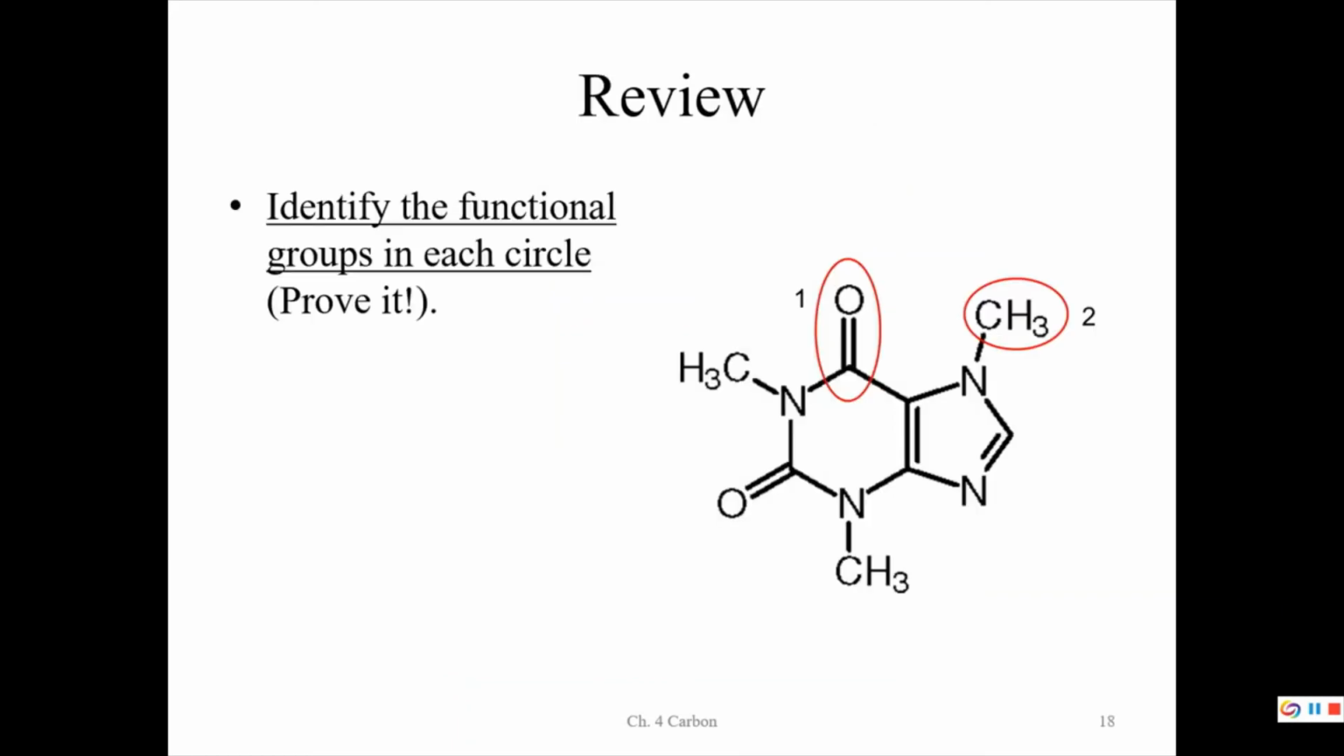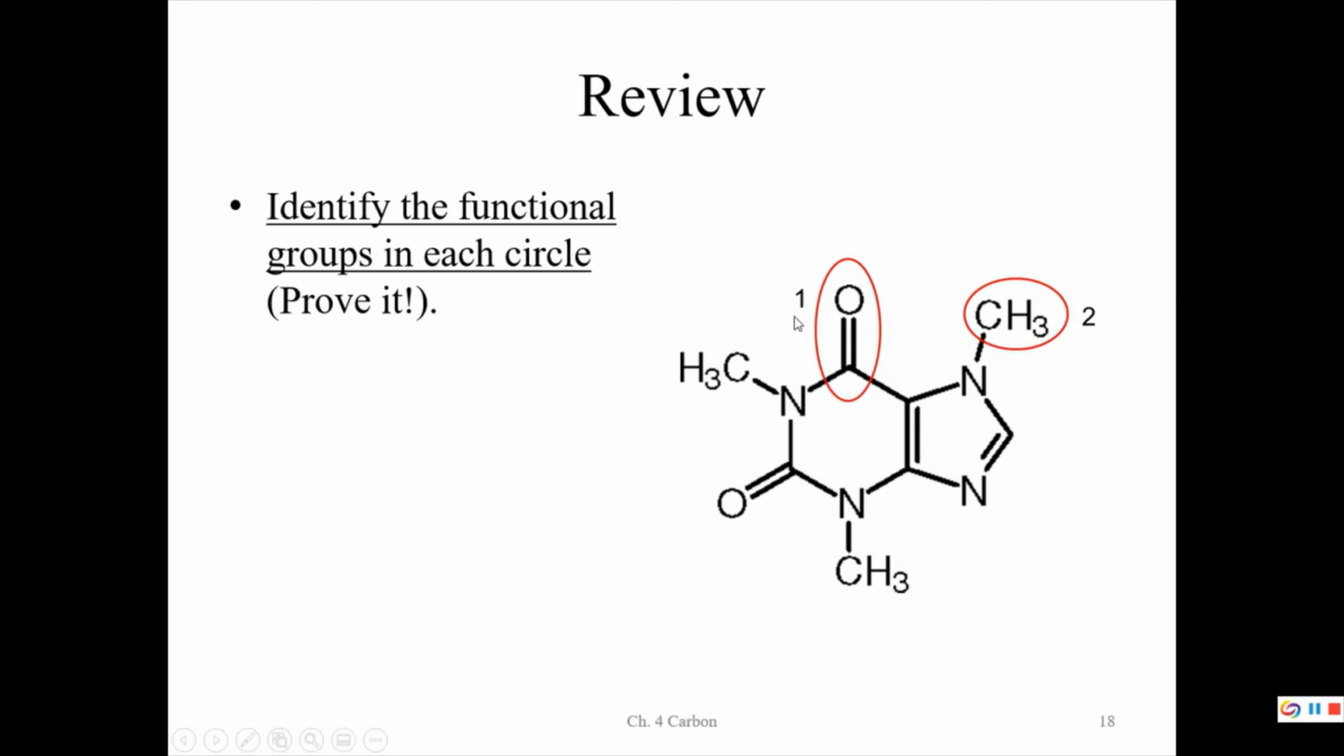Let's see if you can identify these. Number 1, carbon. Now, real quick. Corners are carbons. That's a carbon right here. There will be a carbon in each corner that you see. So what is this? If you said that this is a carbonyl, then you're right. CH3, number 2. What is that? If you said methyl group, you're right.